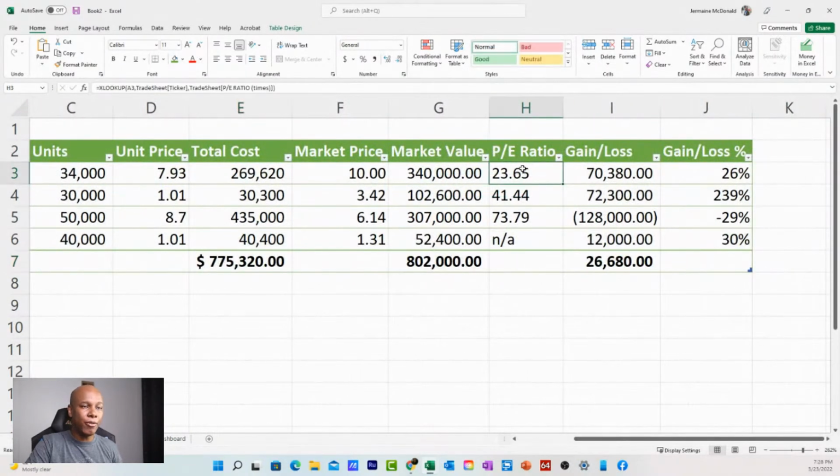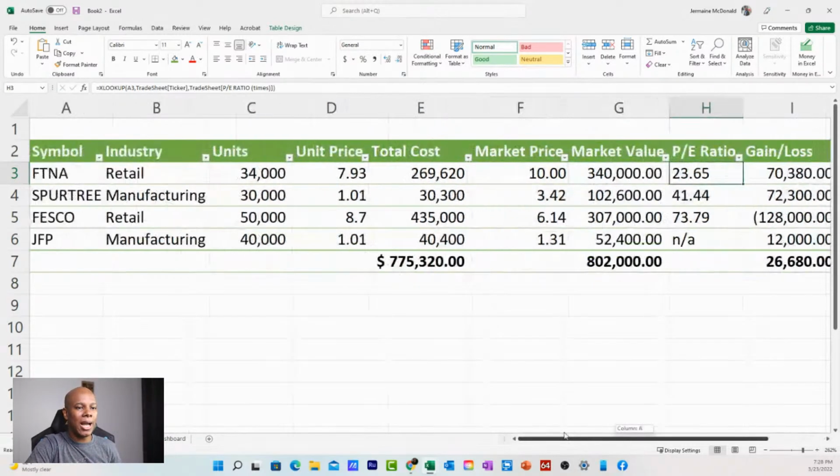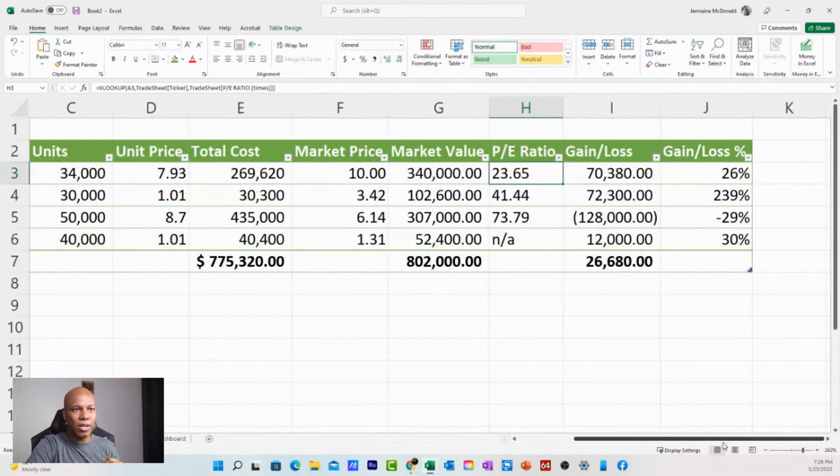Next, we brought in the PE ratio because PE is one of the ways, not the only way, we can track how the stock is trading in terms of valuation. There are other things that we could do. For example, I could take this PE, look at the industry PE, and see whether this is higher or lower than the industry. We're not going to do that in this video because we're almost out of time. And then we have gain or loss, where we subtract the total cost from the market value, and then we gave that a percentage value.